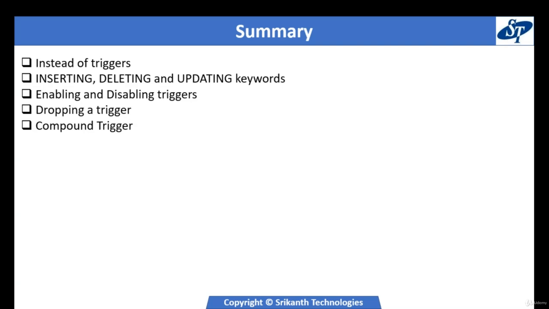And compound trigger is one trigger with four events: before row, before statement, after row, after statement. And we have seen how we can use it in order to prevent a change to salaries in such a way that the total hike is crossing 10,000. So this is about triggers, and we have seen it in two parts because triggers are pretty important to maintain integrity of data. That's all for now.